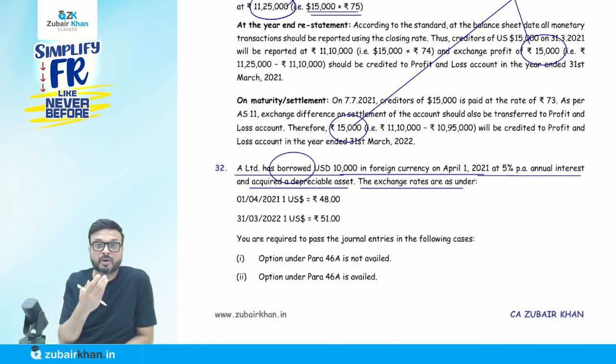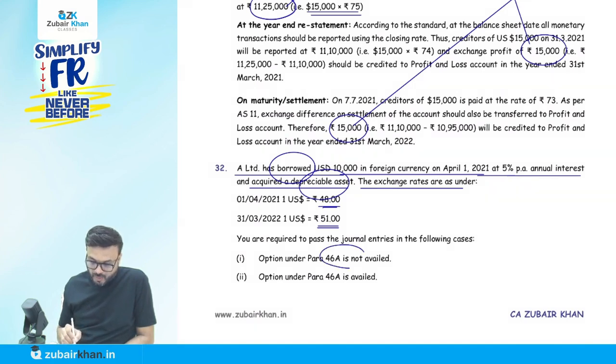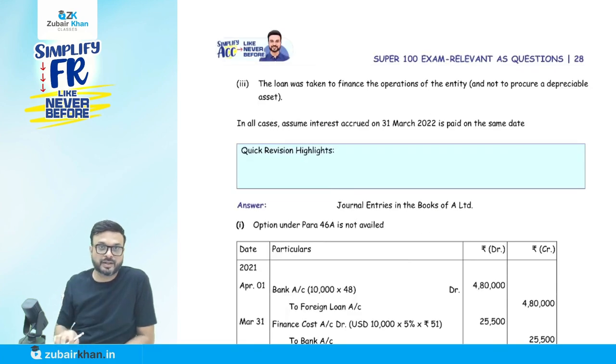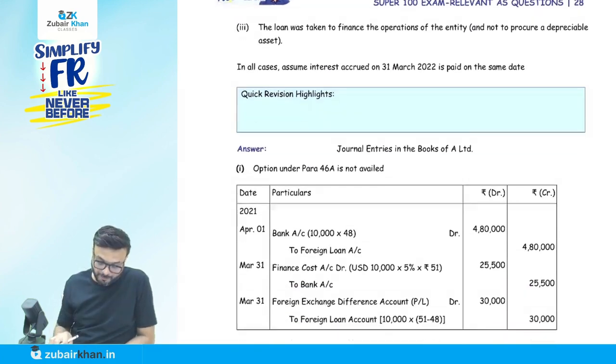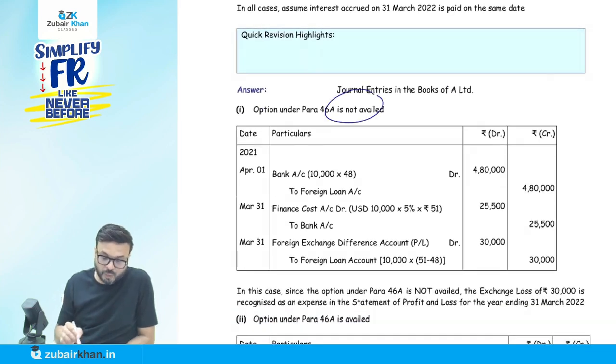Why do we borrow? A depreciable asset means PPE. The exchange rate on 1st of April, $1 is equal to 48, and on 31st March 22, $1 is equal to 51. You are required to pass the journal entries in the following cases. Under option paragraph 46A, not availed means P&L. Para 46A availed means adjustment will be done in PPE. The third I will discuss later. One by one. If it is not availed, the difference will go to P&L account. So simple.